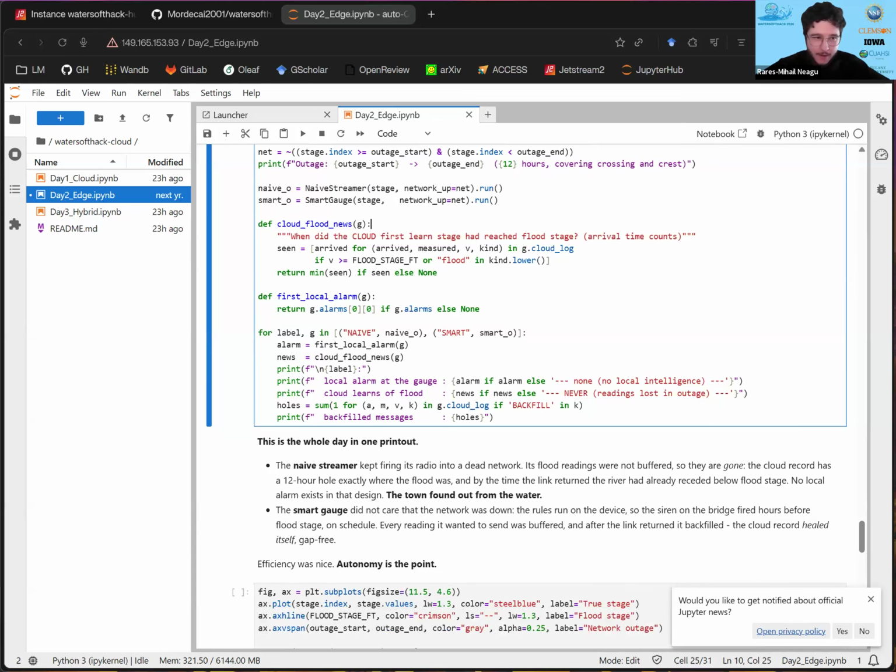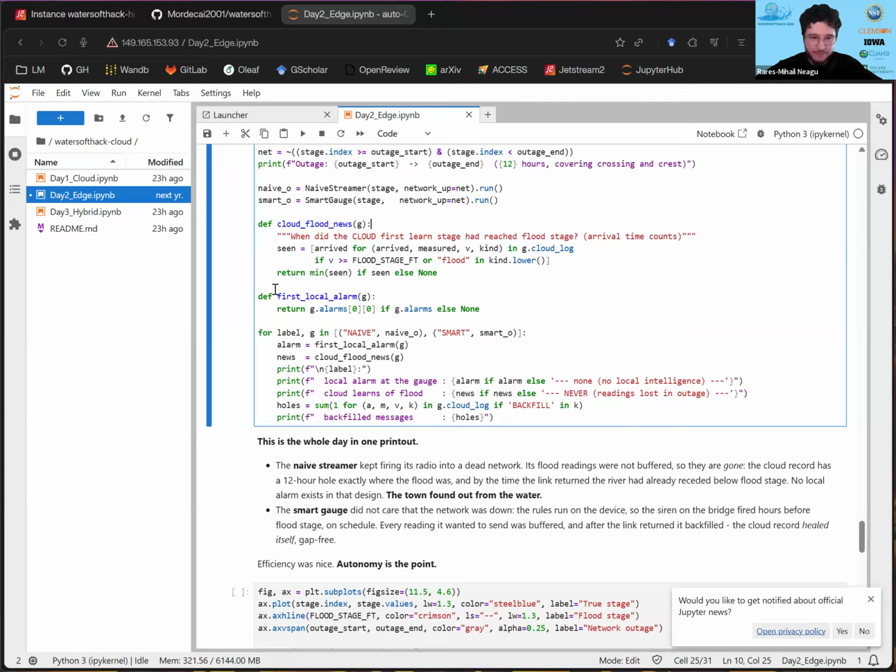Now let's define the cloud flood news. When did the cloud first learn about the flood? This is the important part for us. We're going to scan everything the cloud received for any reading, both the smart and the naive gauge, and take the earliest arrival. If no arrival was found, we're just going to say none. The arrival time is what counts, because a backfilled reading is not very useful. It's useful only when it arrives.